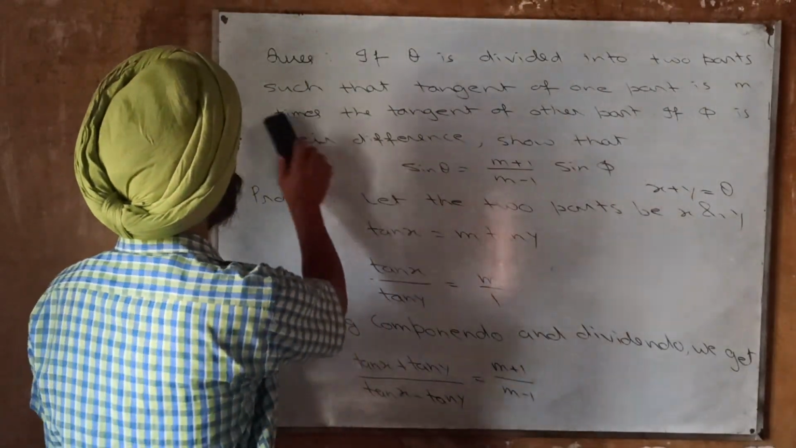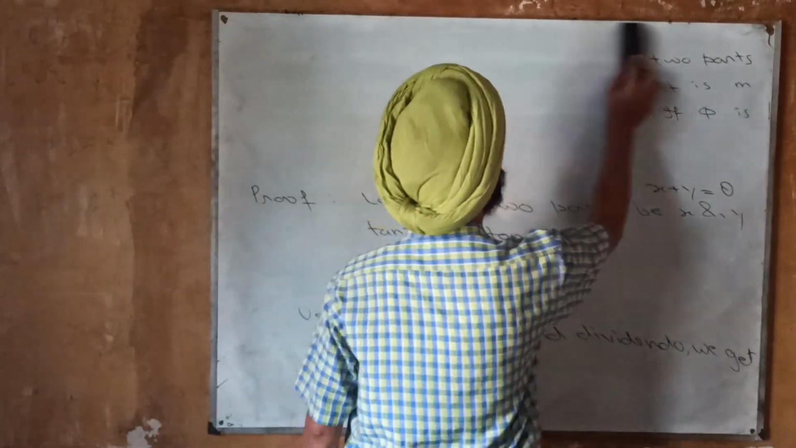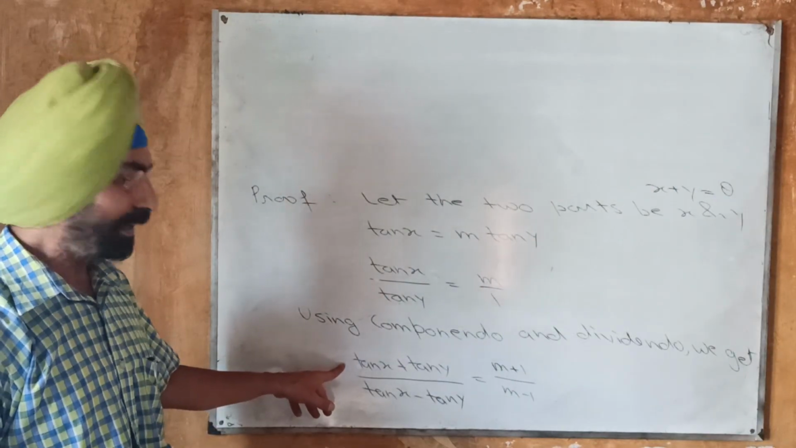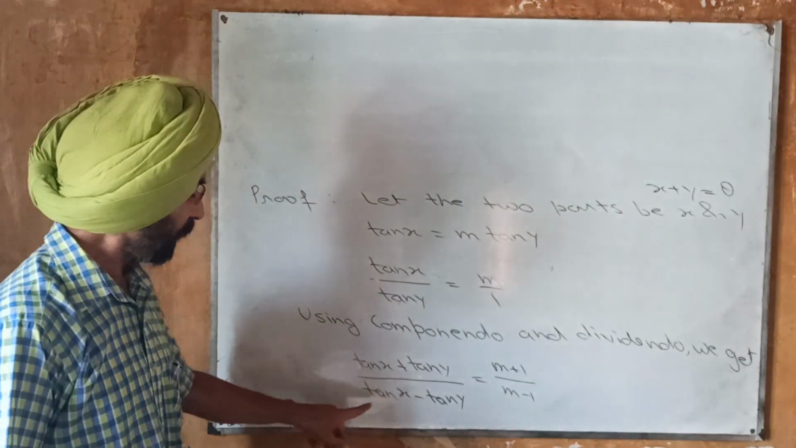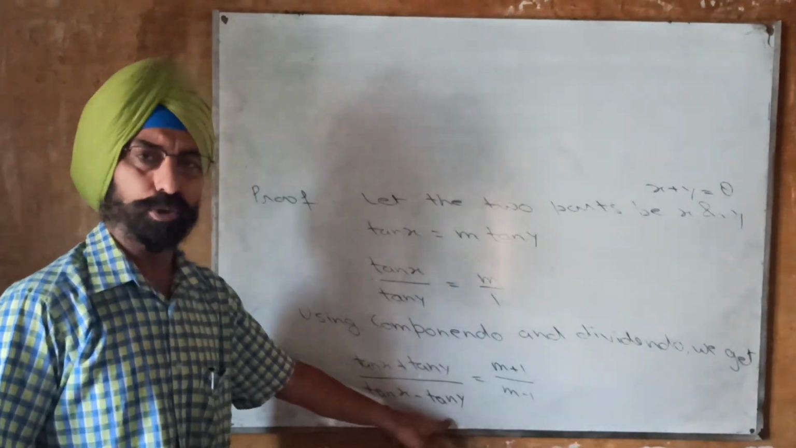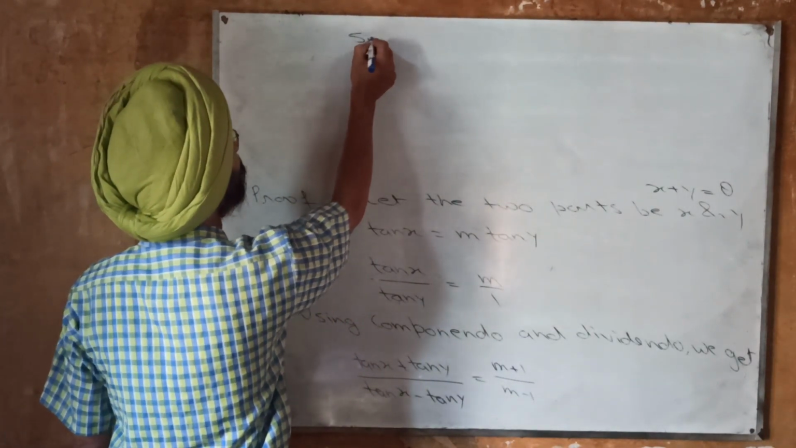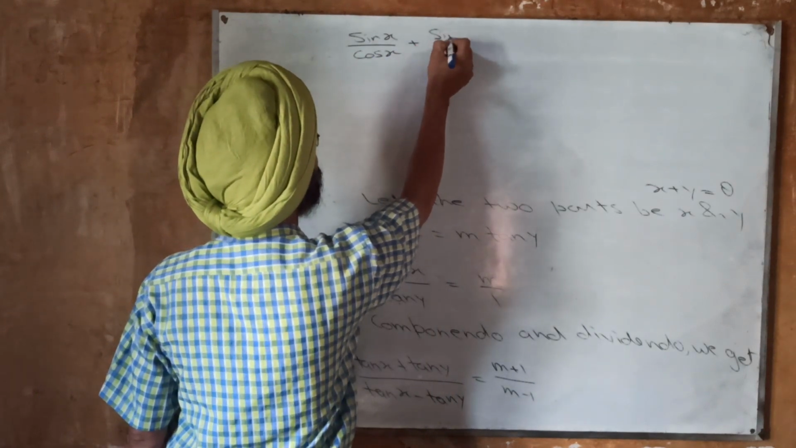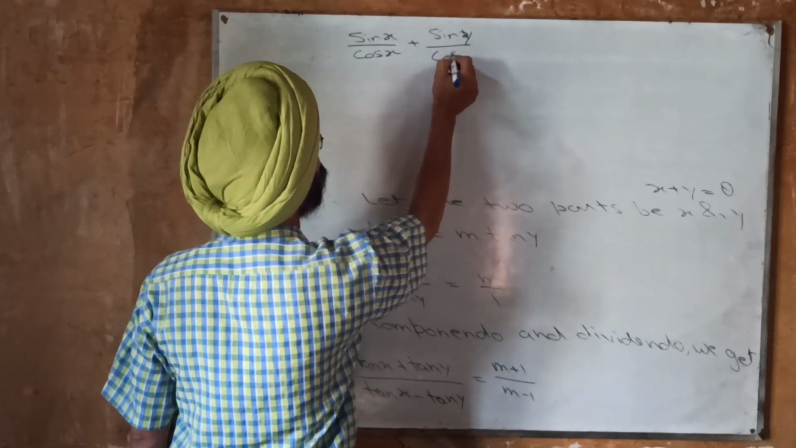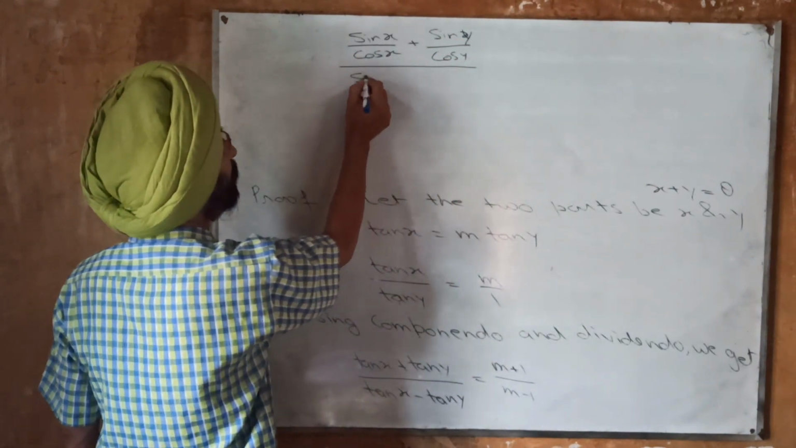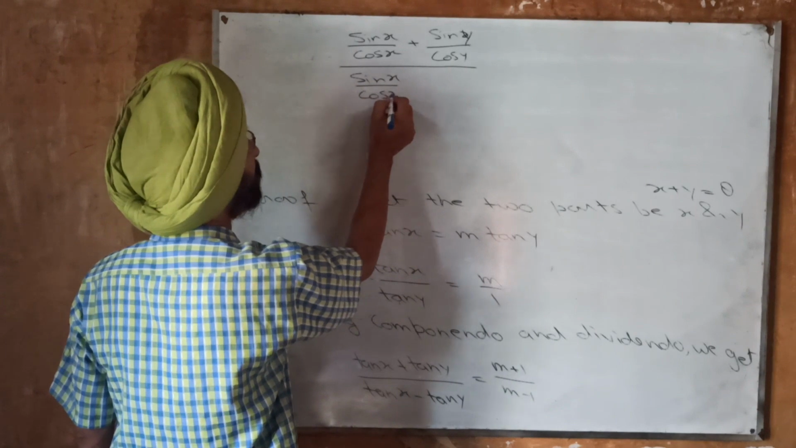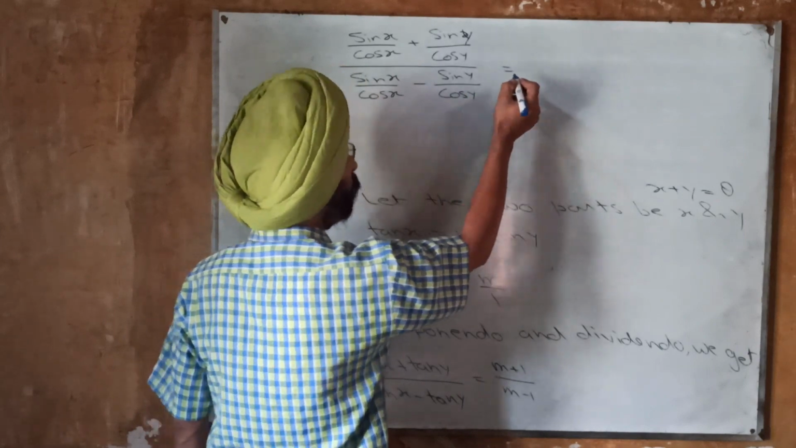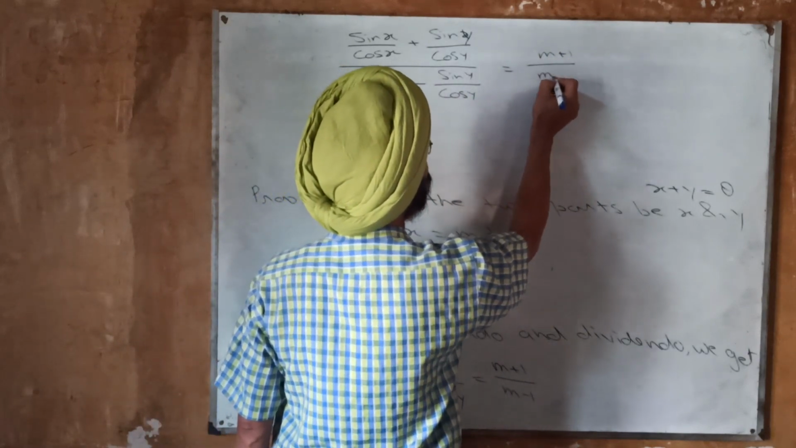Now, what are we to do? Now use tan x as sin x upon cos x, and tan y as sin y upon cos y. Sin x upon cos x, sin y upon cos y. So what will you get? Sin x upon cos x plus sin y upon cos y, divided by sin x upon cos x minus sin y upon cos y, is equal to m plus 1 over m minus 1.